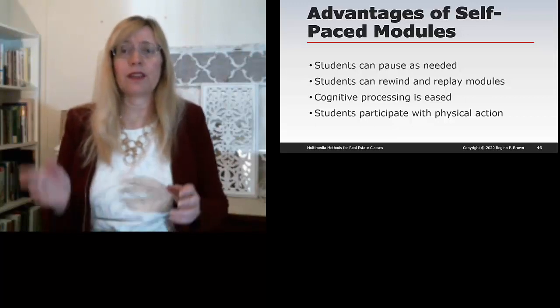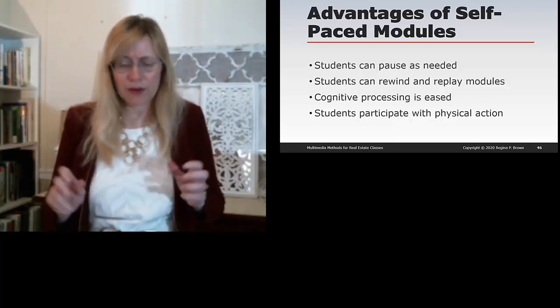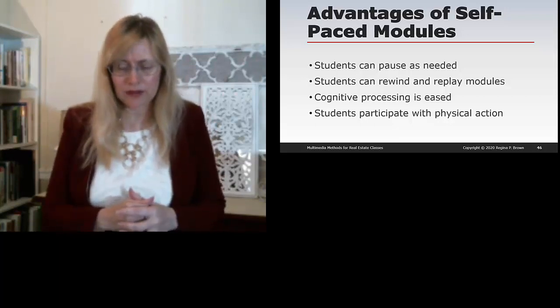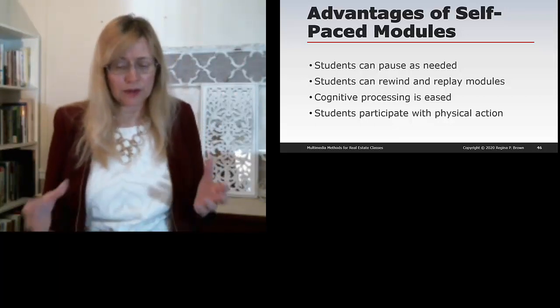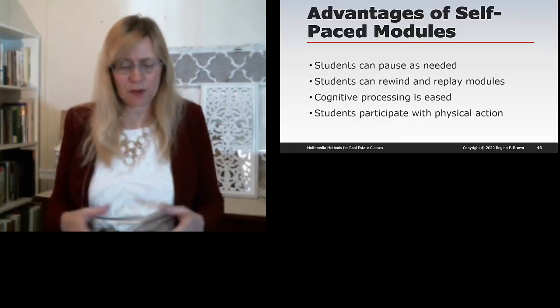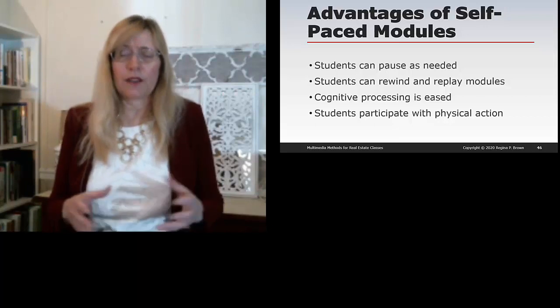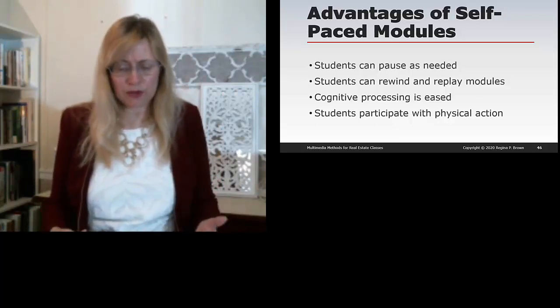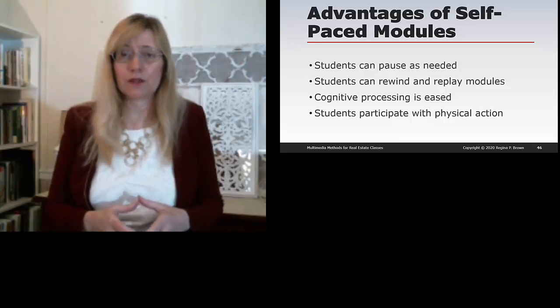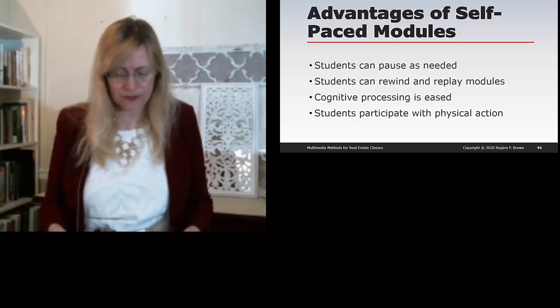That means students are taking a physical action. They're being interactive and they are actually participating in the process. Alternatively, students could be asked to complete a short activity after completing each module. For example, a 3-question multiple-choice quiz would gauge comprehension and encourage accountability to the learning process.